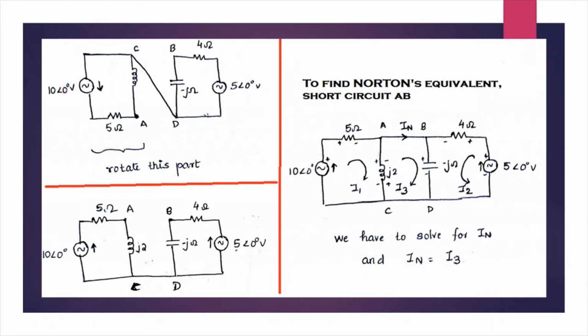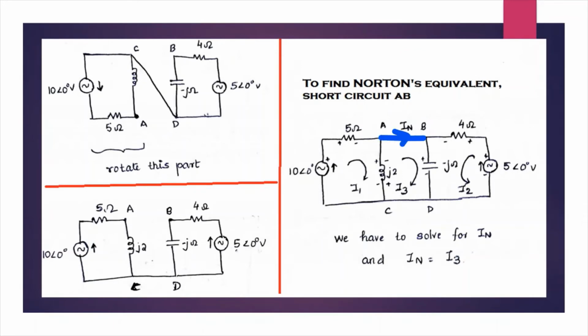So if I'm going to mark these points as C and D, and these two are already given as A and B, if you rotate, what will happen is that C and D will come to the bottom, A and B will go to the top, and 5 ohm will go to the top, then j2 ohm will remain like that, and 10 angle 0, the arrow is downwards. Now when you rotate, it will become upwards, which means that the positive will be on top and negative will be at the bottom.